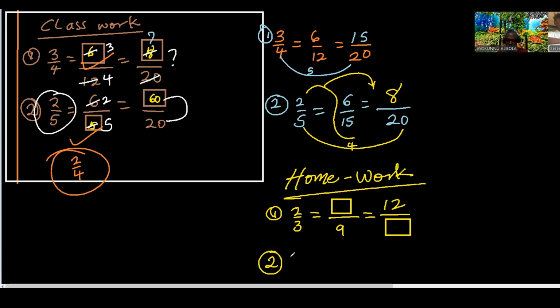Then number two, we can have 1 over 6 equal to something over 12, then equal to 6 over something. And we're going to look at one more question, I think. Number three, assignment. Let's say 3 over 4.